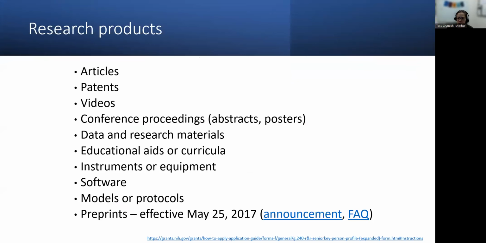You might be asking yourself, what is a research product? Anything on this list is considered a research product. So anything from the traditional articles, but also things like patents, data, educational aids, instruments or equipment, software, and preprints as well, as of 2017. The important thing about preprints is that they have to be deposited somewhere, whether that's bioRxiv, medRxiv, or even our own eScholarship at UMass Chan, which we mentioned earlier.